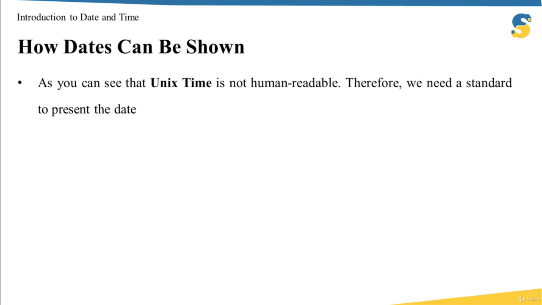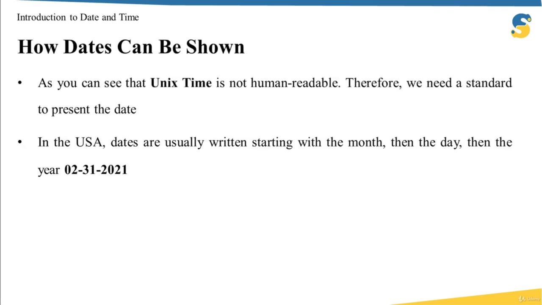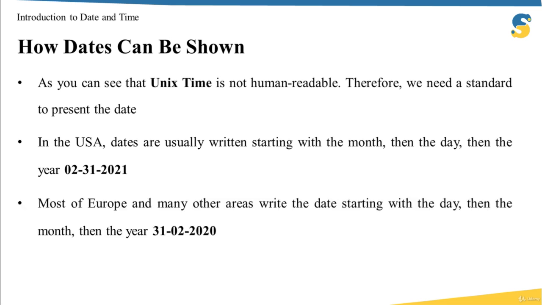So, we need a standard to represent the date. For example, in the USA, dates are usually written starting with the month, then the day, and then the year, as in my example here, 31st of February 2021. Whereas in Europe, for example, we write the date starting with the day, then the month, and finally the year, as we see here for the same date, 31st of February 2020. And we have to know that different cultures have different formats to represent the date. This makes dealing with date and time a little bit complex.